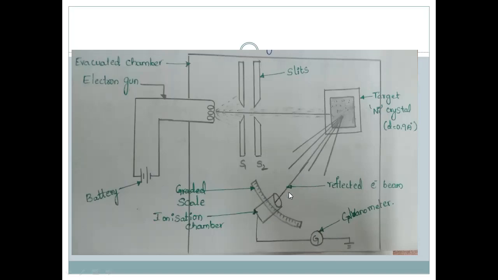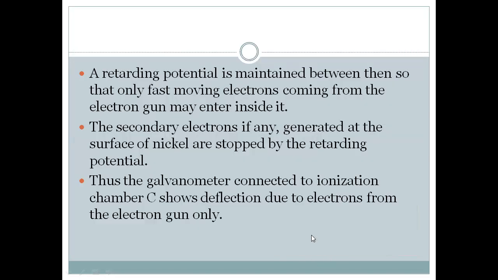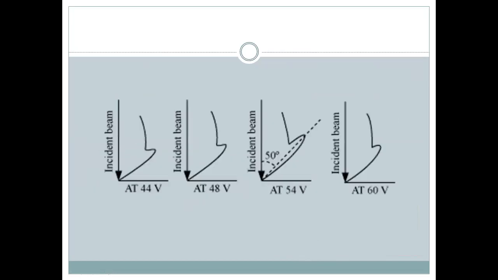As you change the potential, the electron emission or reflection also changes. So for different theta values, the current value also changes. Those values will be recorded, and graphs are plotted with theta on the x-axis and I on the y-axis at different potentials. Like on the screen, you can observe at 44, 48, 54, 60 volts. They drew graphs between angles recorded on the graded scale and the current produced in the galvanometer.